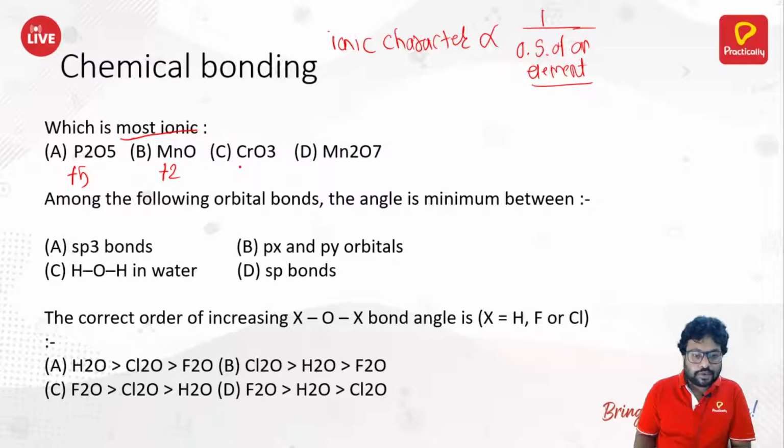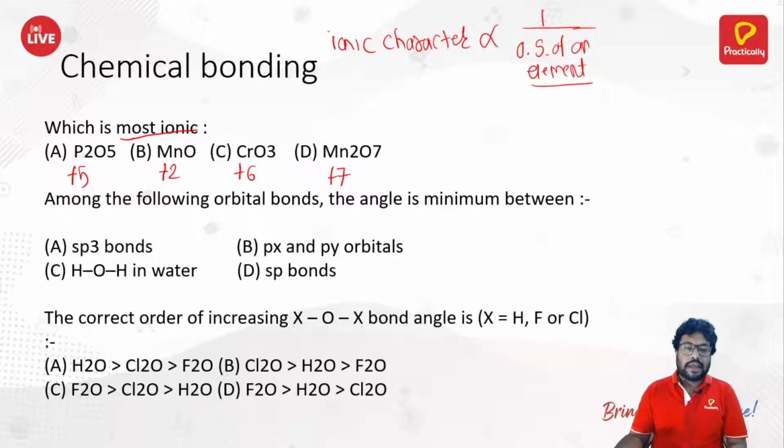CrO3, oxidation state of chromium is +6. And here manganese is in +7. So the answer is right in front of you. In MnO, manganese is having the lowest oxidation state, and that is why it should have the highest ionic character. Okay.